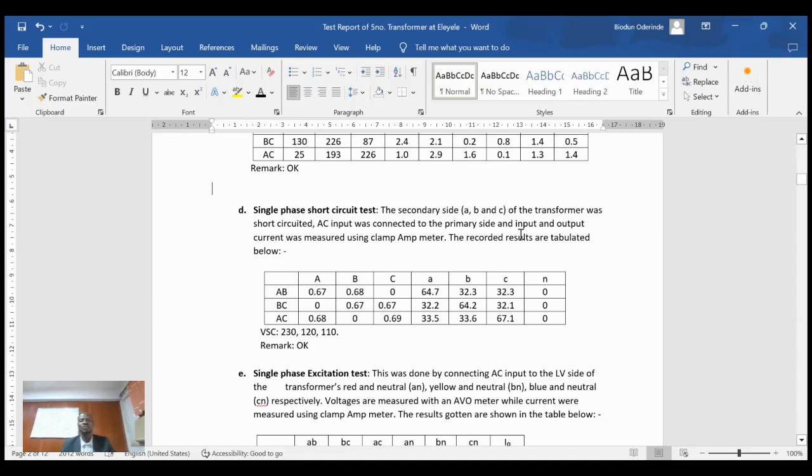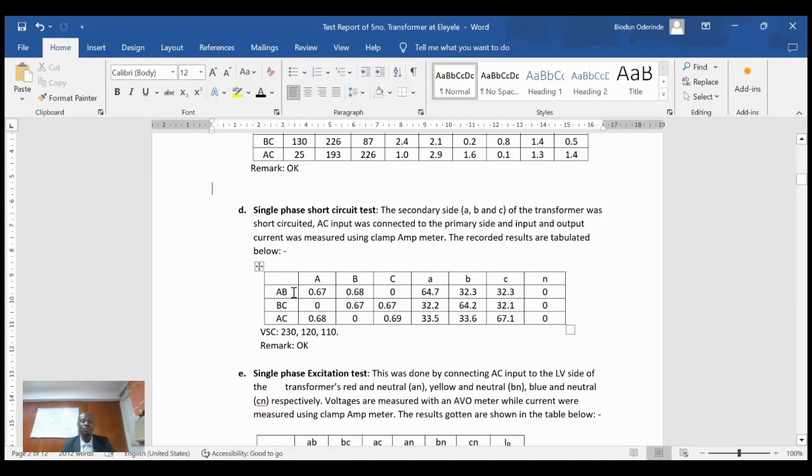In this case they didn't short it with neutral, they shorted A, B and C, red, yellow, blue. They will use a copper wire to connect. That's what I mean by short. They will connect the red, yellow and blue phases together. When they connect together, the AC input will be applied to the primary side. On the primary side they will connect AB, as you can see. So this is our circuit, our voltage we supply from our generator.